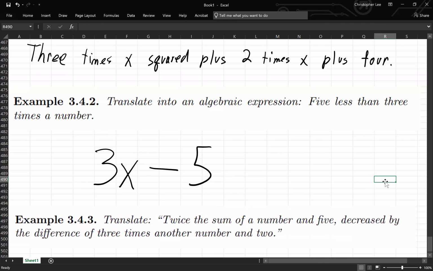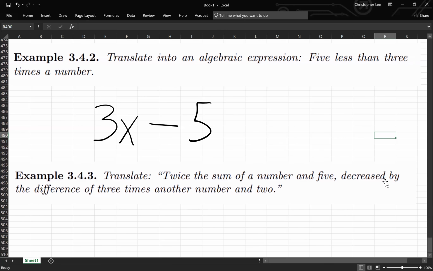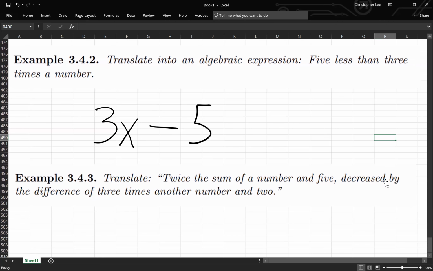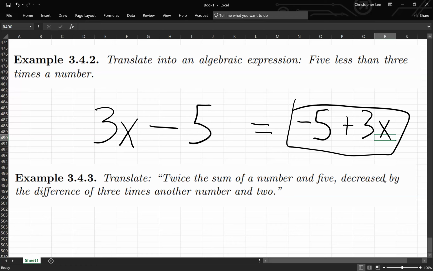I'm so confused on how it's three ends. Five less than three times the number. So whatever three times the number is, take five away from that. Technically speaking, if you did this, -5 plus 3 times a number, that's the same thing. This is full credit. I'd give you 100 for that.